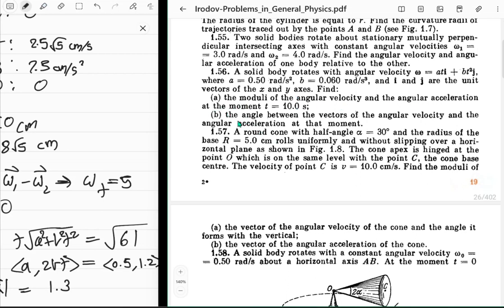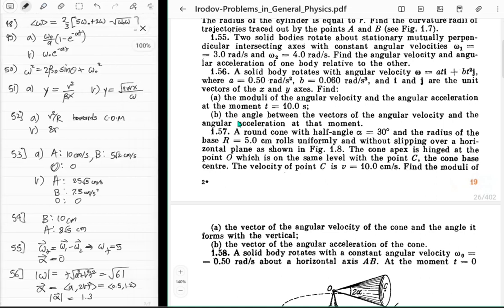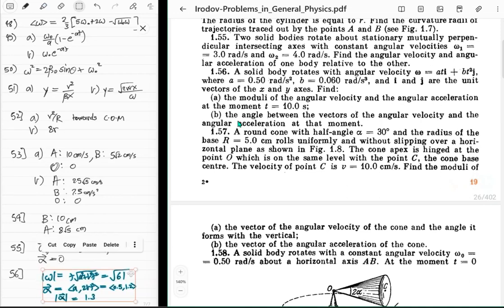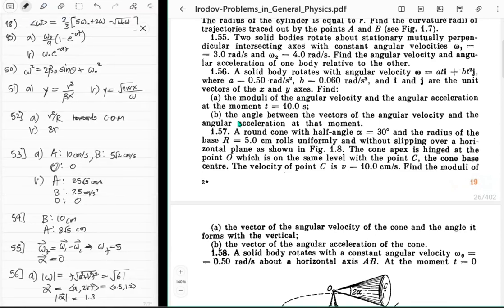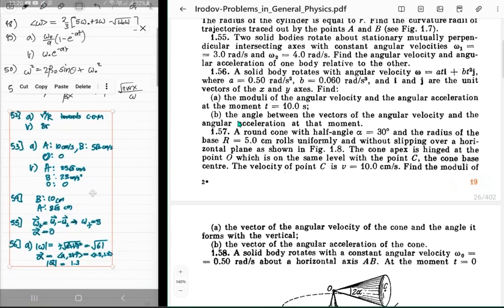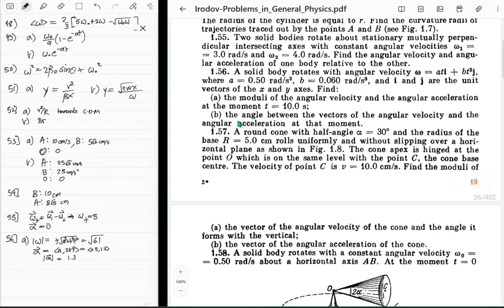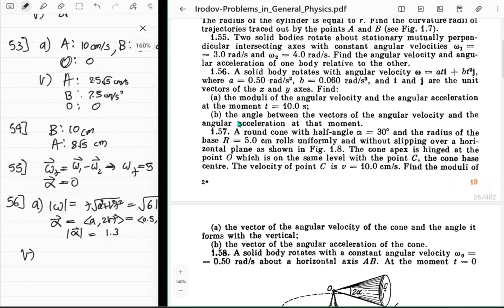Okay, and b, oh, this is just a actually. This thing is a, and yeah, and what else you want? B is the angle between the vectors. Let's minimize some stuff. Okay, let's go for B.